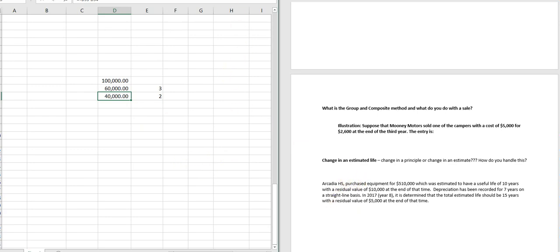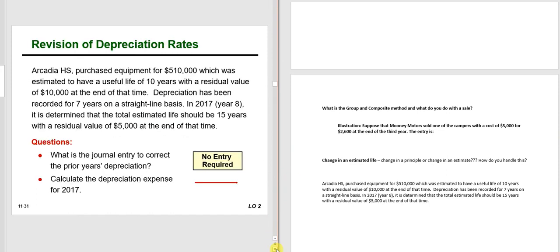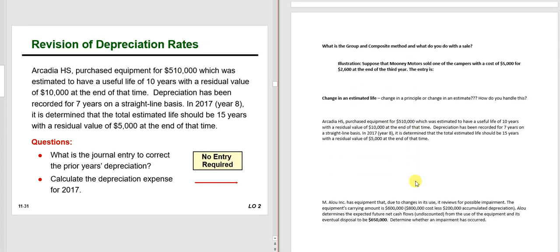So we've got Acadia, who purchased equipment, this is on your handout, of $510,000, which has a useful life of 10 years and a residual value of $10,000 at the end. I've taken depreciation for 7 years, and in year 8, I've determined the total life should be 15. So be careful. Sometimes this tells you how many years are left, and sometimes it tells you how many total years. In this case, the total life is 15. I've taken 7 so far. So 15 years minus 7 is 8 years left, instead of 10 years minus 7, 3 years left. So I've got 8 years left on this asset.